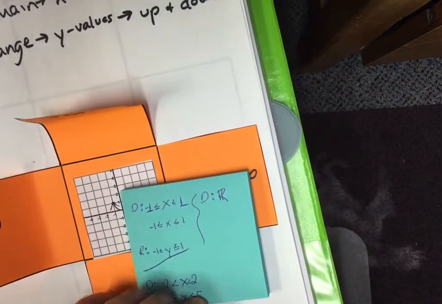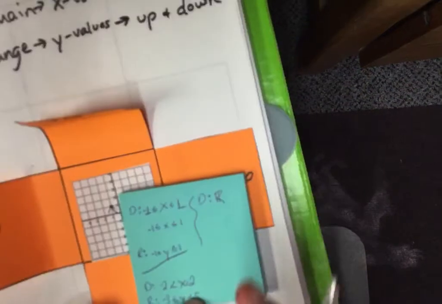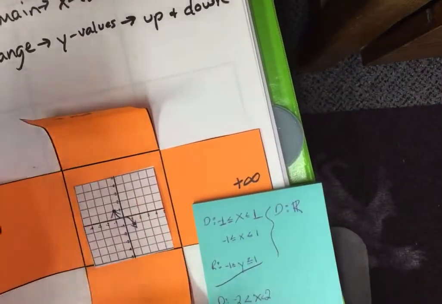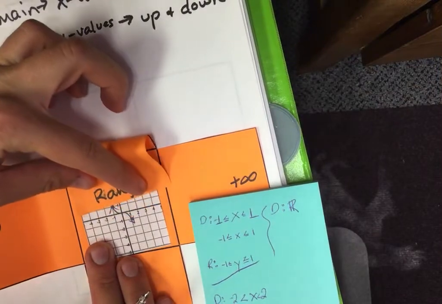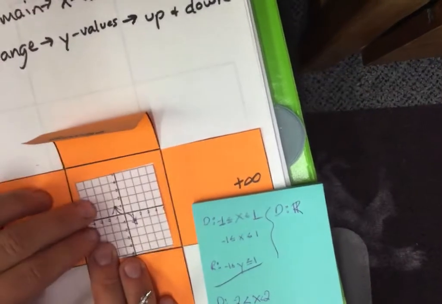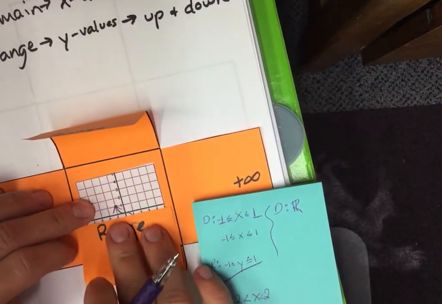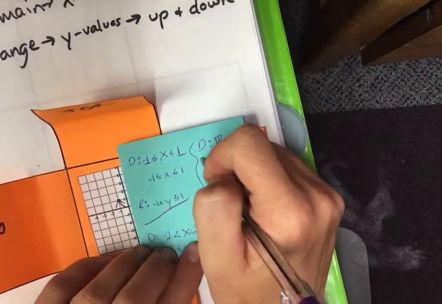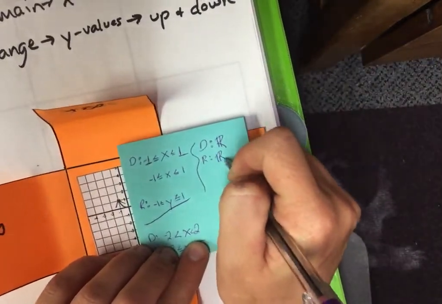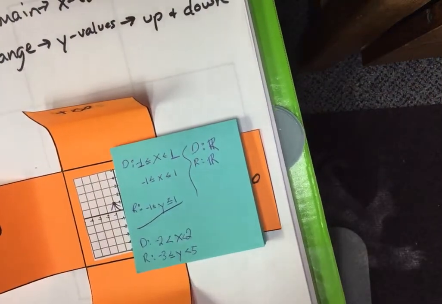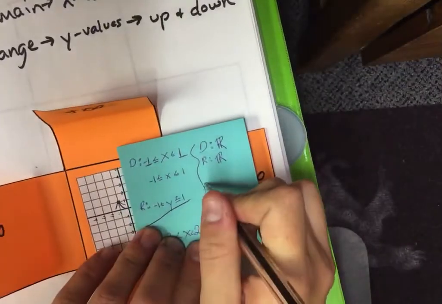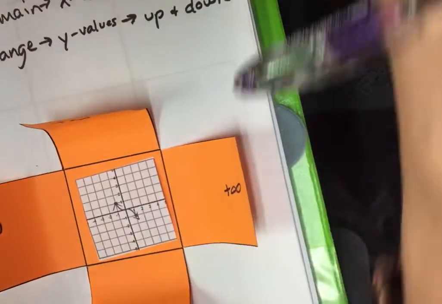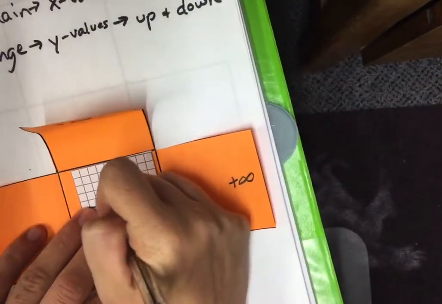Have you seen that symbol for all reals before? It's just an R with 2 lines. Check out the range. Does it go up forever? Yes. Does it go down forever? Yes. So my range is all reals as well. Okay, but what if one of these wasn't an arrow? Let's turn this one back into a dot.